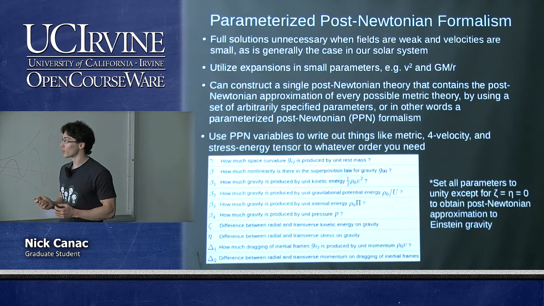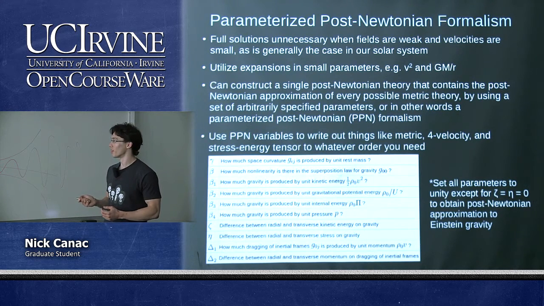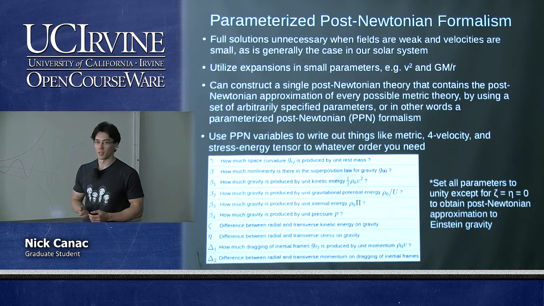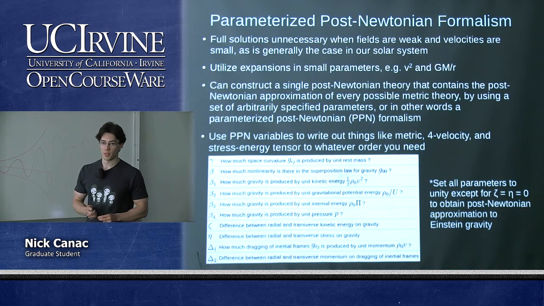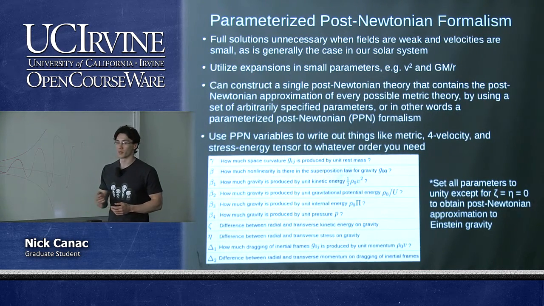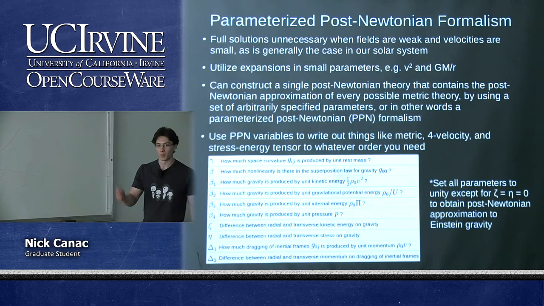So for instance, in order to get Einstein gravity out of this one, you just set all of these parameters equal to one, except for these two. And most of them have some kind of physical intuition that you can associate with them. So once you've set up your parameters, you can write out the various quantities, like the metric for velocity, your stress energy tensor, in terms of them, and then go about solving whatever equations you need to whatever order you need the accuracy for.